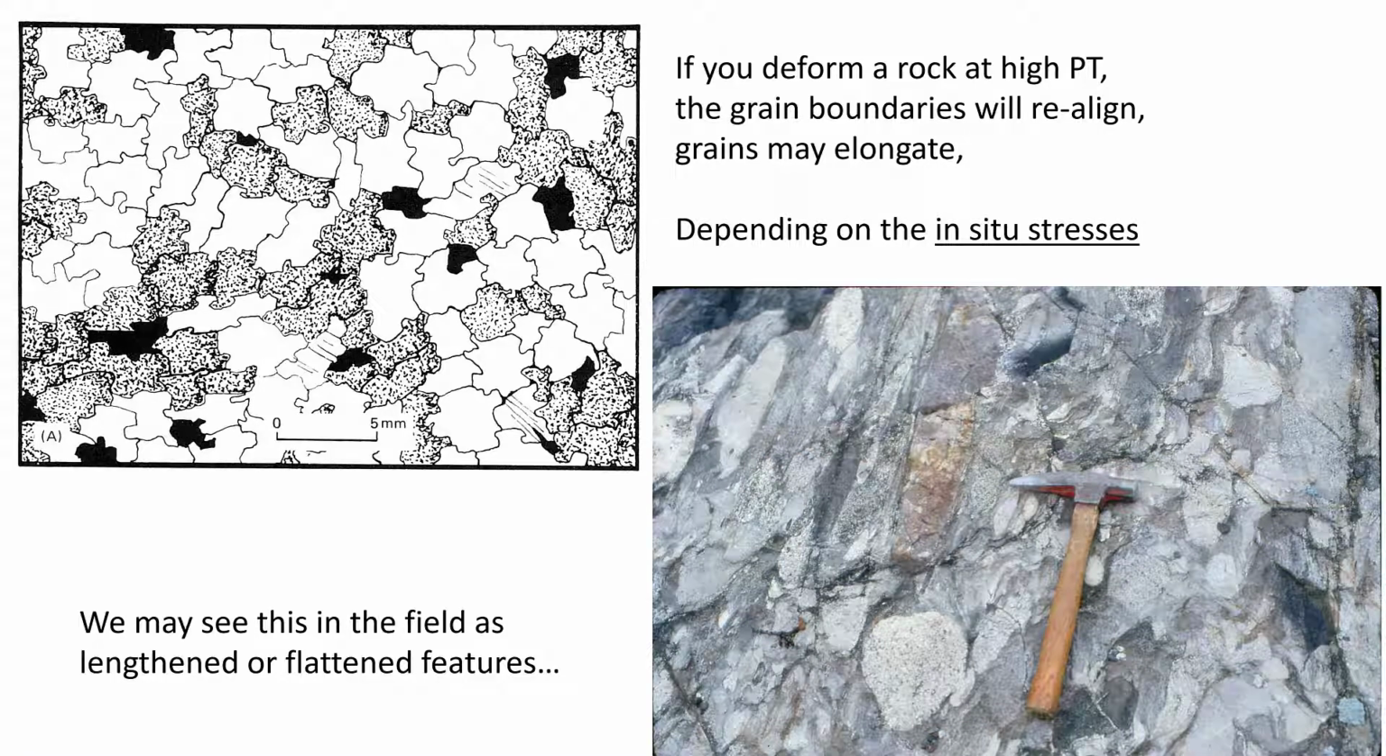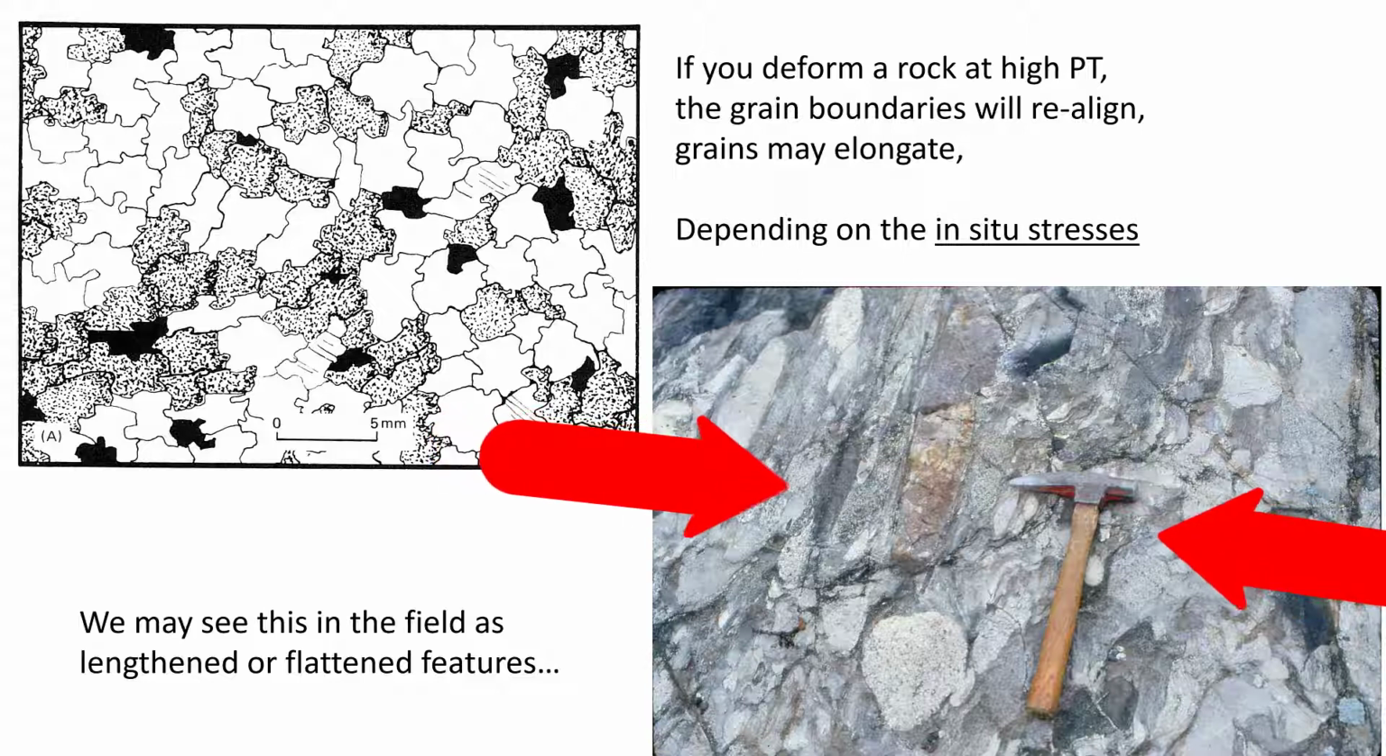So if you deform a rock at high pressure and temperature, you will have the grain boundaries realigning, and the grains may also elongate or get flattened depending on the in situ stresses, or in other words, depending on the ground pressures being applied to the rock during metamorphism. We may see this in the field as lengthened or flattened features. In the photo on the right, you can see a metaconglomerate, or a conglomerate that has been metamorphosed and squished horizontally to flatten what would have been originally more spherical clasts.